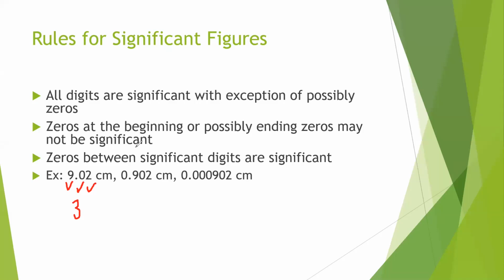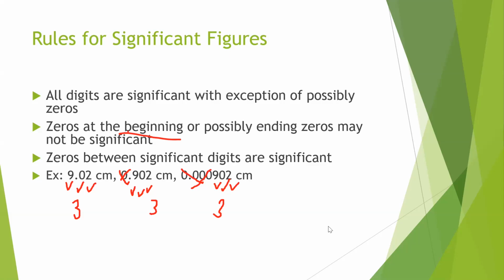For the second one, zeros at the beginning are not significant, so this is not significant. But the 9 is significant, the 2 is significant, and everything between is significant. So this 0 in between the 9 and 2 is significant as well. For the third one, all of these 4 leading zeros are not significant, because rule number 1 says zeros at the beginning are not significant. But these 2 are significant just like the above, and anything in between is significant. So there are 3 significant digits for all of them.